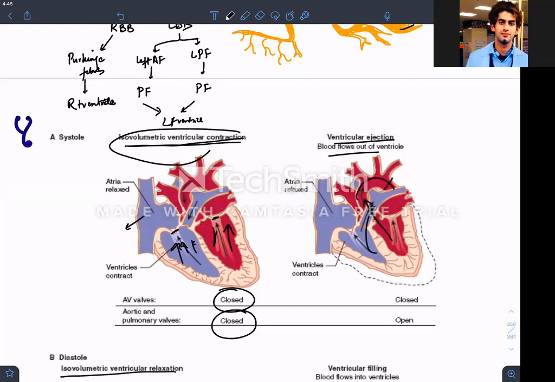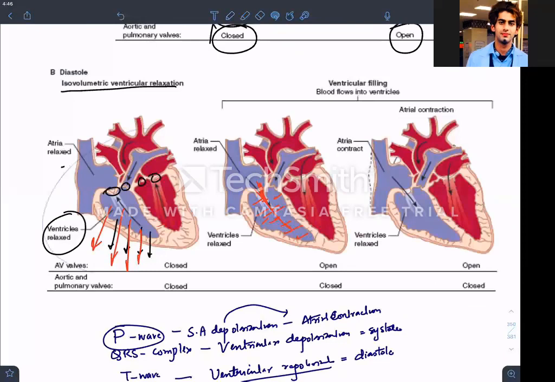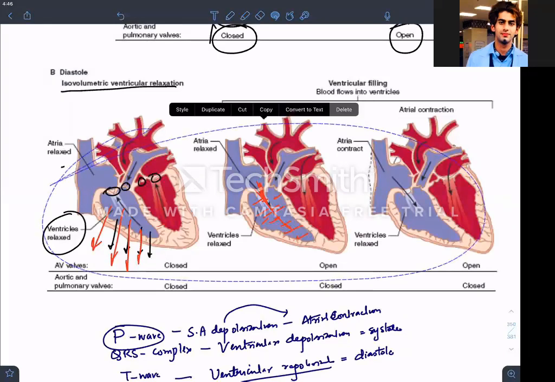So what is happening here? AV valve closed, pulmonic valve open. Atrioventricular valve closed, aortic and pulmonic valve open. Here both are closed because you are increasing the isovolumetric pressure. Going downwards, diastole, guys. Cardiology is so tasty, guys.